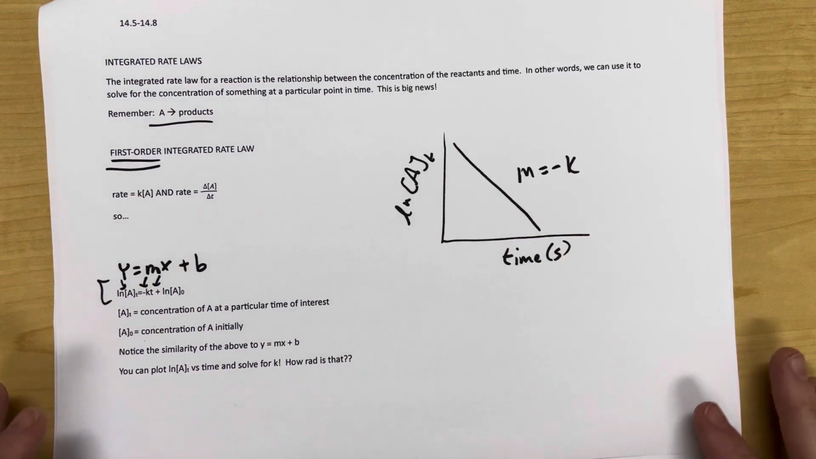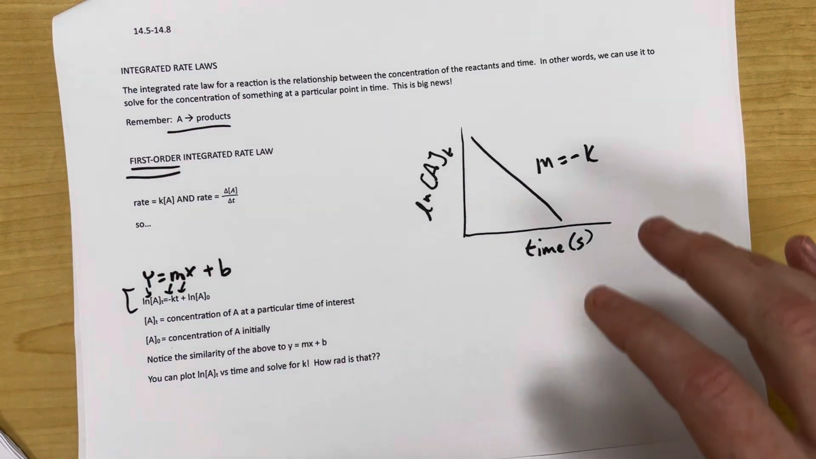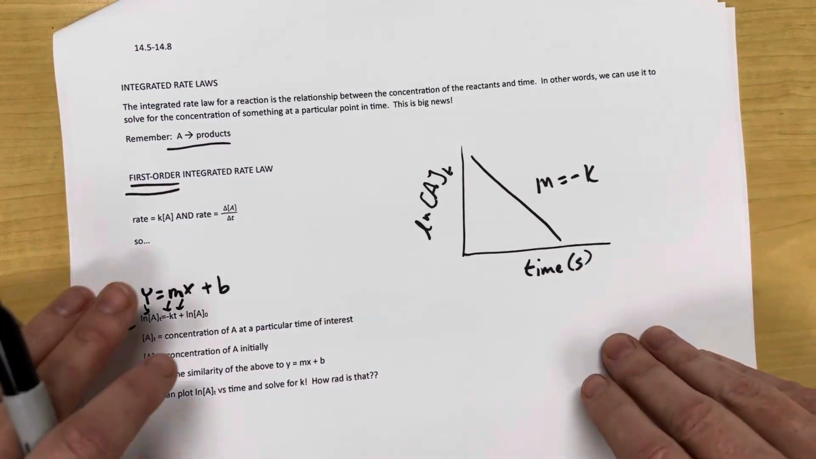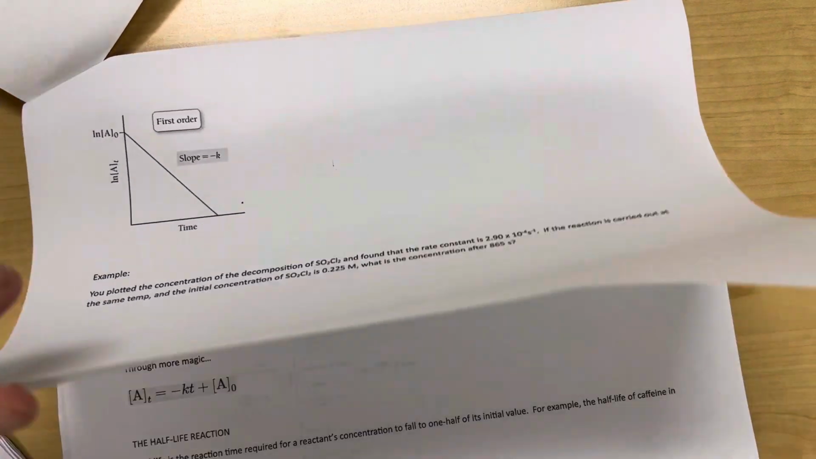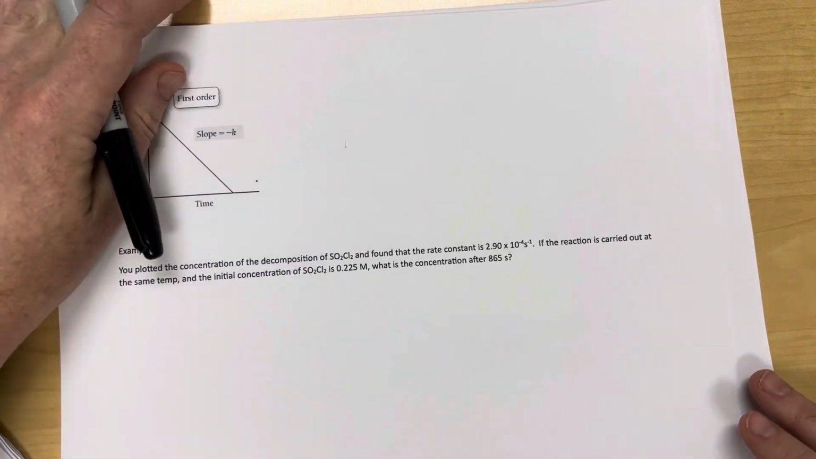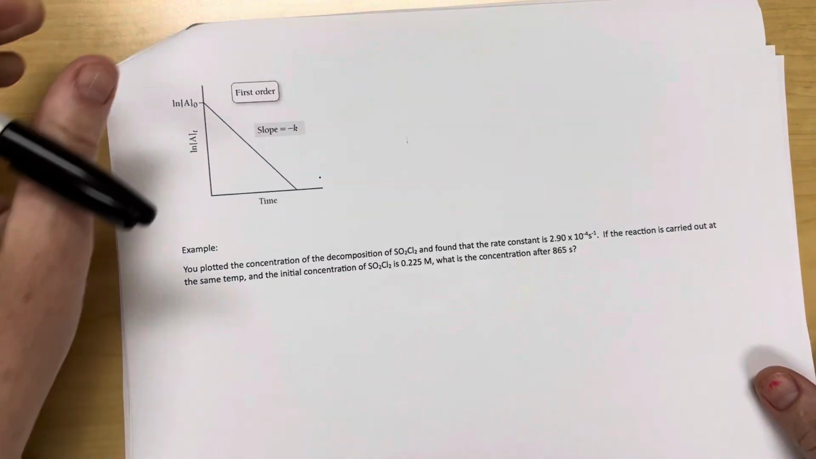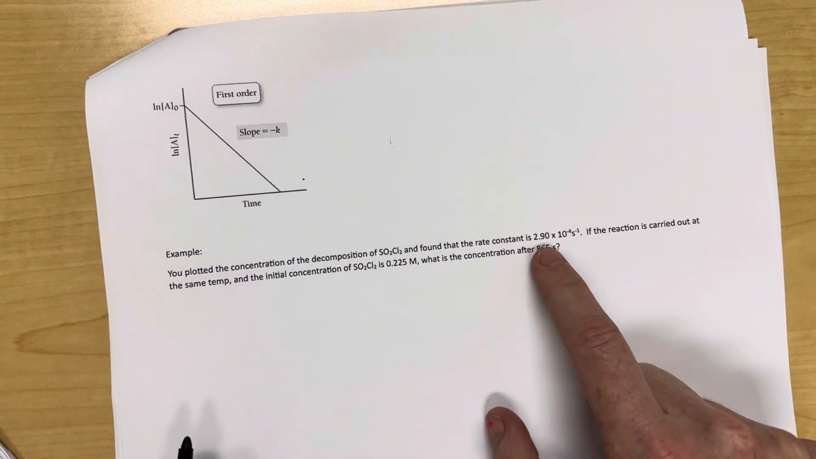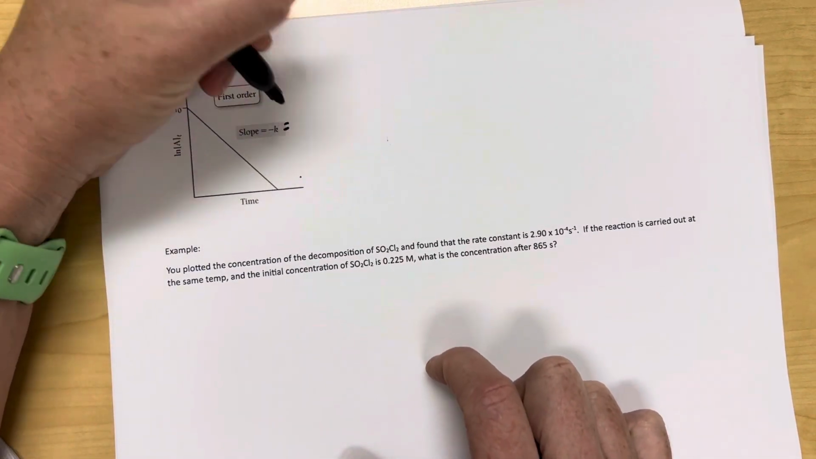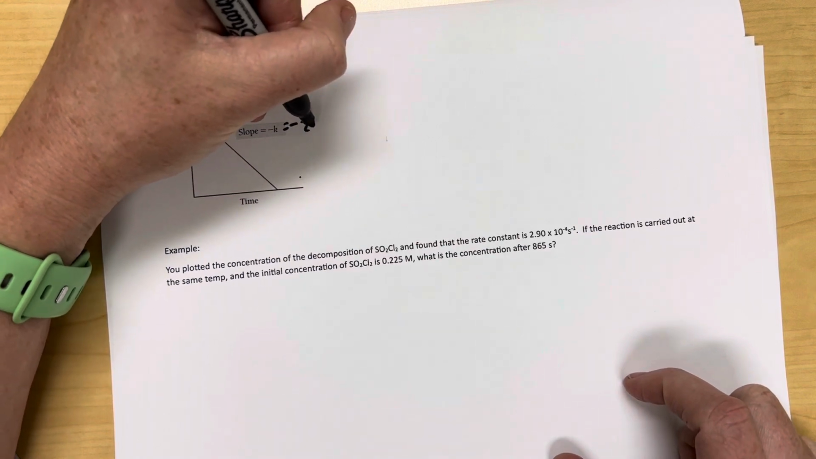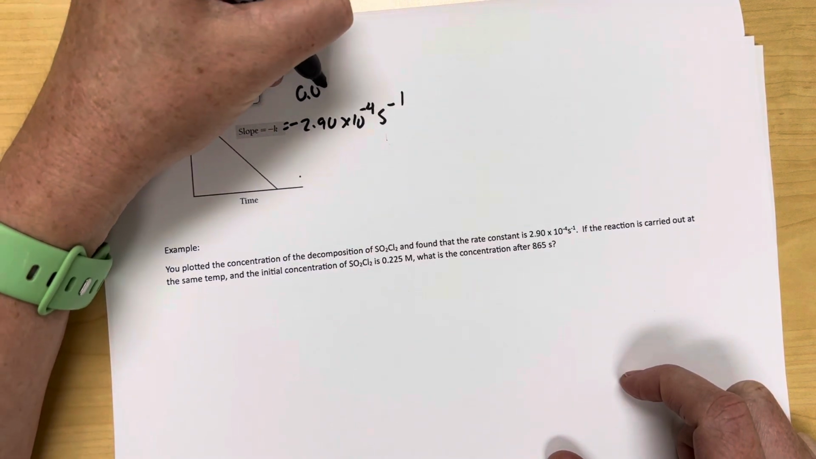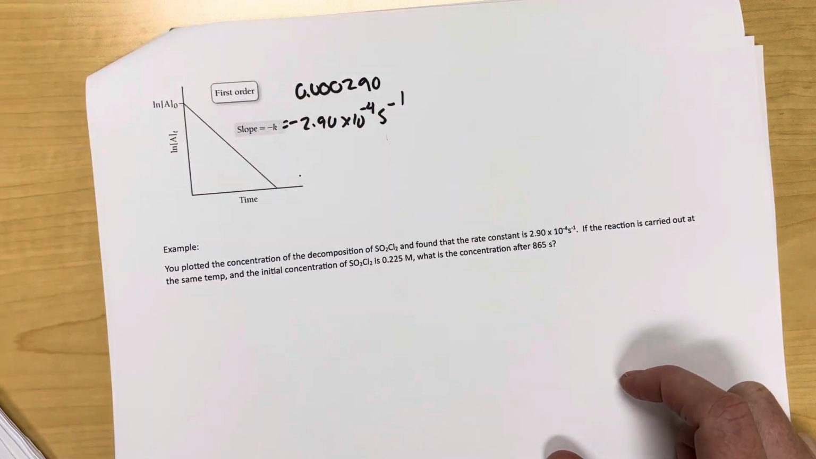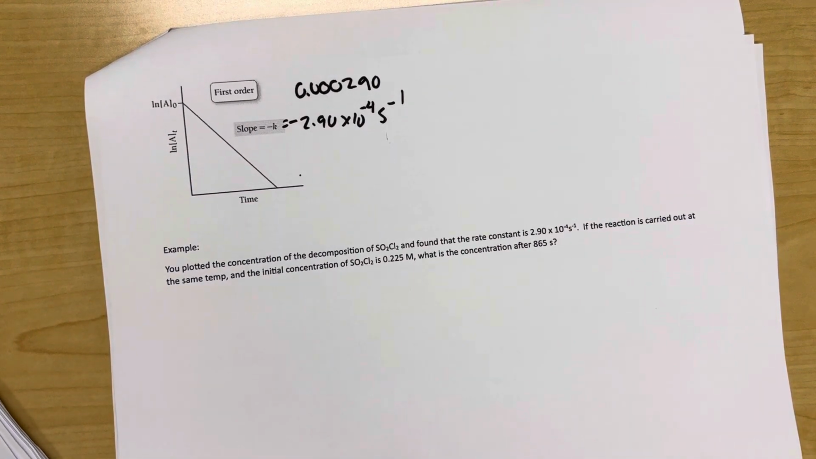All right, so let's say you actually did that. On the next page, it says let's say you plotted it for SO2Cl2, and you found the rate constant was this. In other words, your slope, equal to negative k, would have been negative 2.90 times 10 to the negative 4 inverse seconds. If you're like me, you like to write it like that instead of using scientific notation when you're talking about smaller ones. It helps me see things a little better.